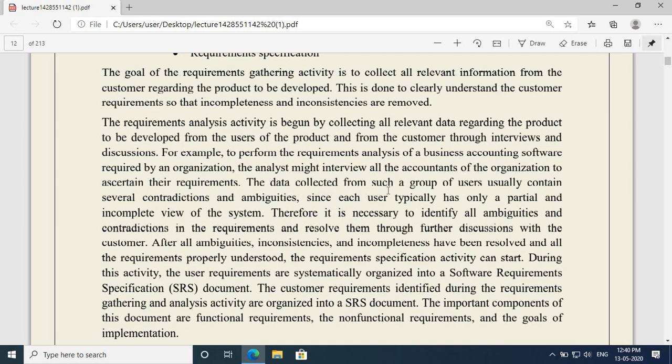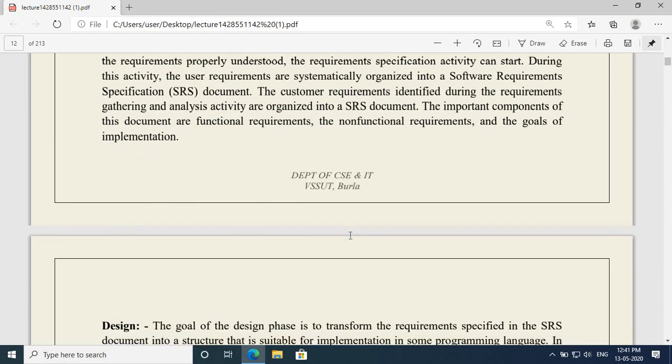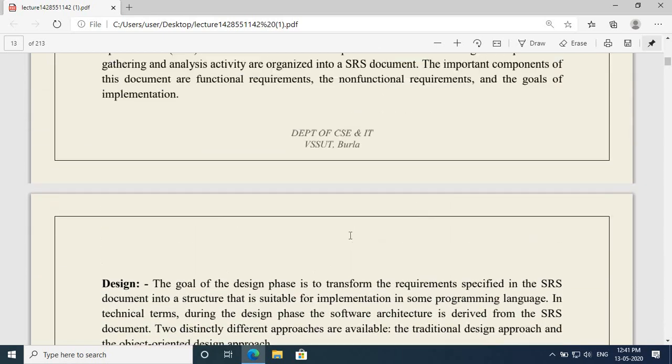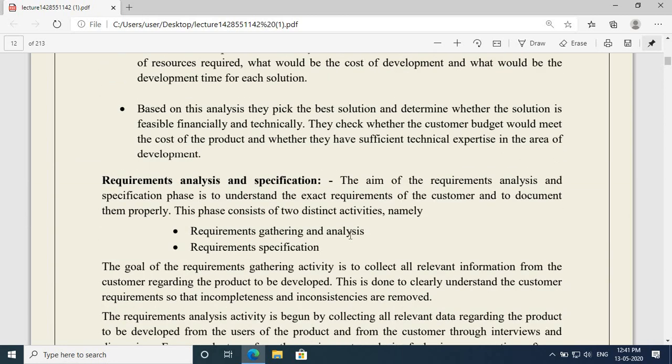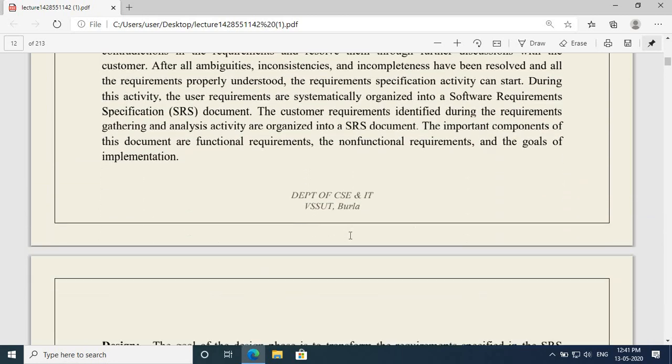The data collected from such a group of users usually contains several contradictions and ambiguities, since each user typically has only a partial and incomplete view of the system. Therefore, it is necessary to identify all ambiguities and contradictions to resolve them through further discussion with the customer. This is known as requirement gathering and requirement specification.